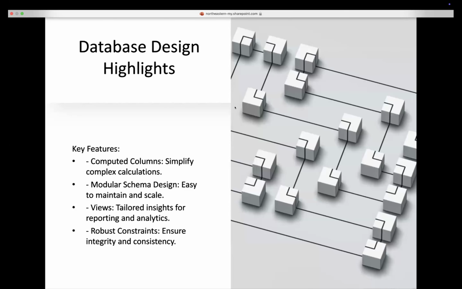So now, in database design and highlights, there are key points. First was computed columns, which simplify complex calculations and automate derived data generation. Then we had modular schema design, which ensured scalability and maintainability by organizing the schema into logical reusable modules. Then we had views, which provided tailored insight specifically designed for reporting and analytics. And then robust constraints, which maintain data integrity and consistency across the database.